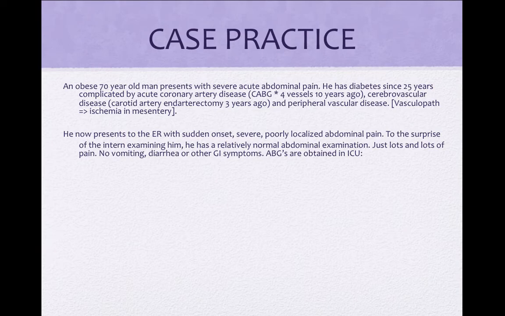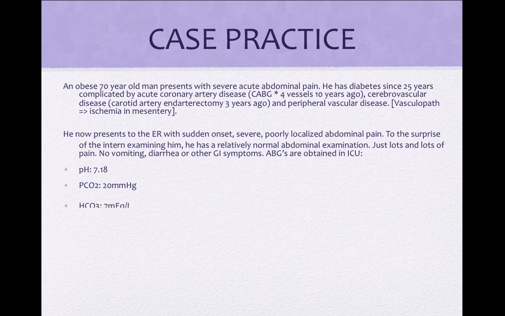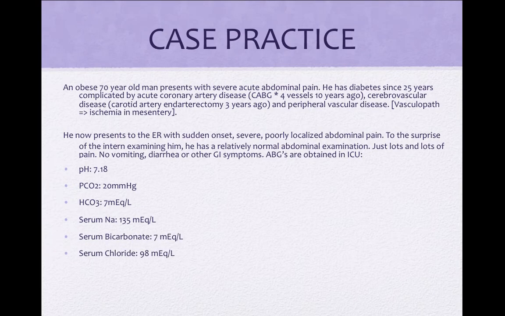ABGs are obtained in the ICU. The pH is 7.18, PCO2 is 20, HCO3 is 7, serum sodium is 135, serum bicarb is 7, and serum chloride is 98. Now, there's a lot of information in ABGs, and if we're not following a format, we might make a mistake or get lost. So, we'll follow the 6-step approach.